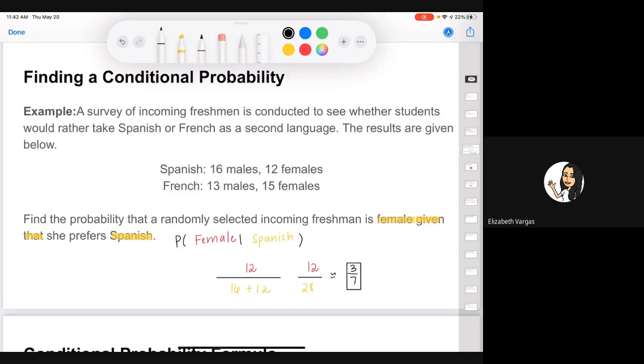That's how we calculate conditional probability. Here we want every single person who has selected Spanish, and here we want those females who have selected Spanish. I could represent this a little bit better as females who selected Spanish. So not all females, but females who selected Spanish. That's what I'm looking for.